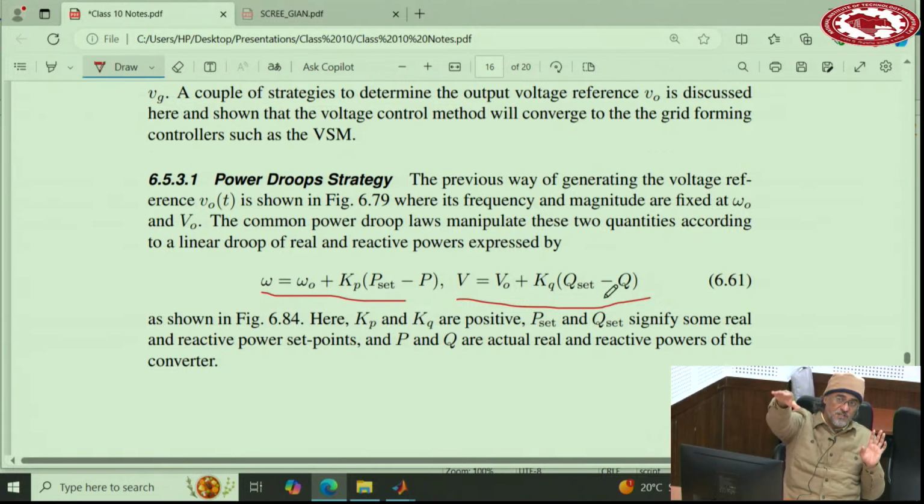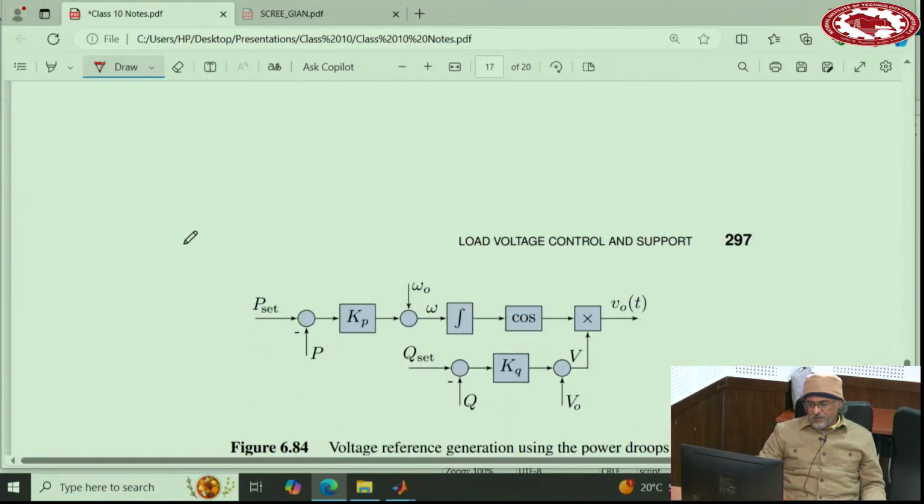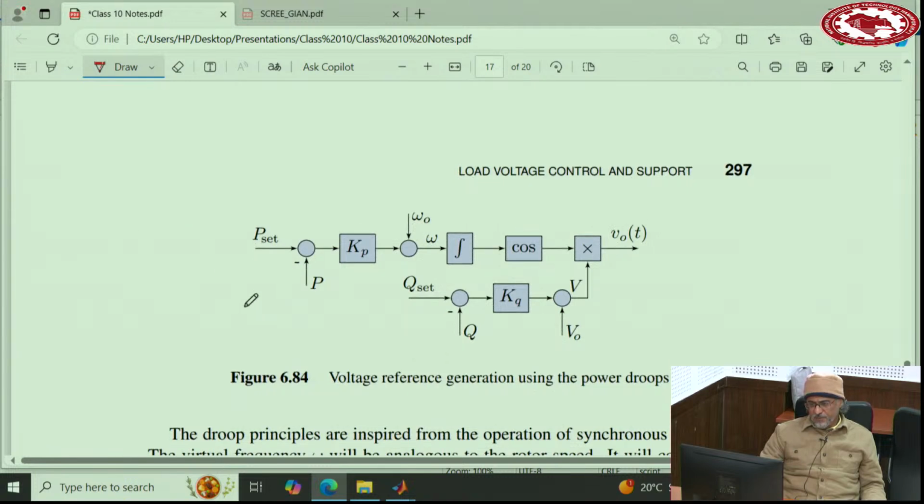If the frequency at my terminals, which is connected to everyone, so it has an indication of what everybody else is doing, is going up, it means everybody is supplying more power. Let me reduce my power. They don't need my power, they already have a lot of power. If the voltage is going up, that means everybody is supplying reactive power. They have a lot of reactive power, so let me reduce mine. This way, you talk to each other in a very stable and inertial manner, so to speak.